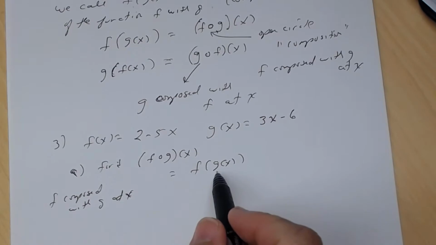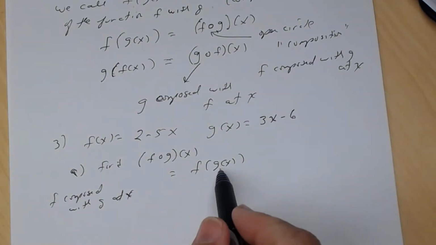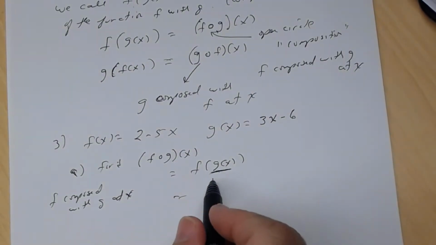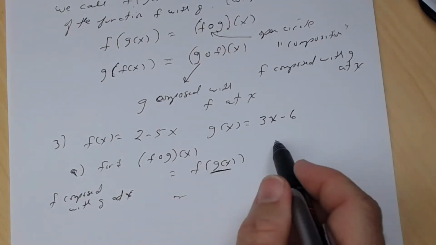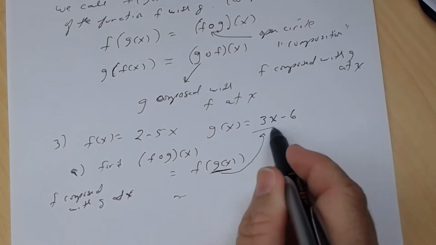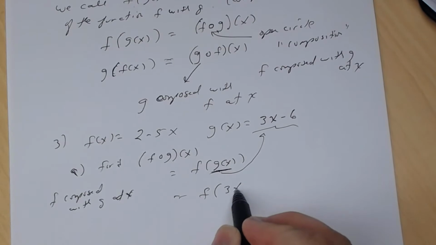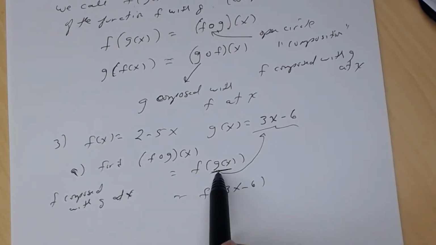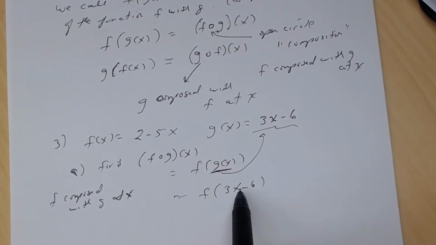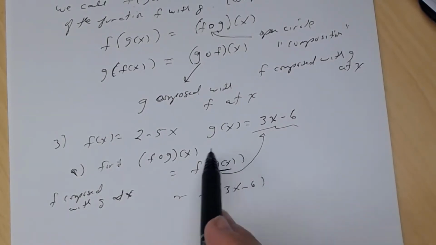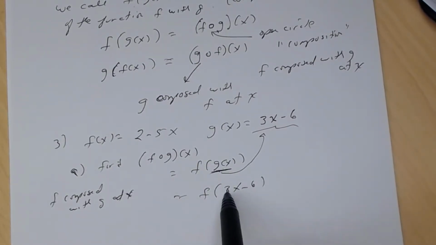All right, now let's do the steps. Once we get to that, remember you got to find this g of x. So what's g of x equal to? Well, g of x is this. So now I'm going to replace this with this expression. So this becomes f of 3x minus 6. Notice g of x equals 3x minus 6, so you're going to take g of x and put it inside the function f.